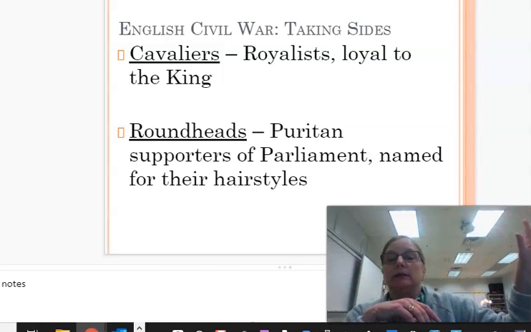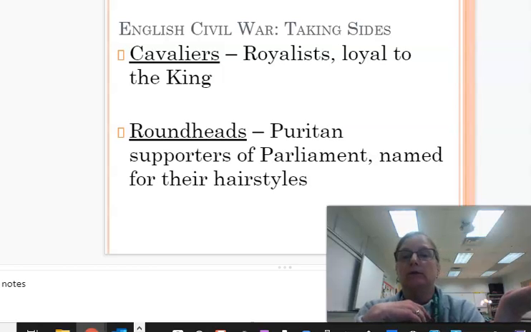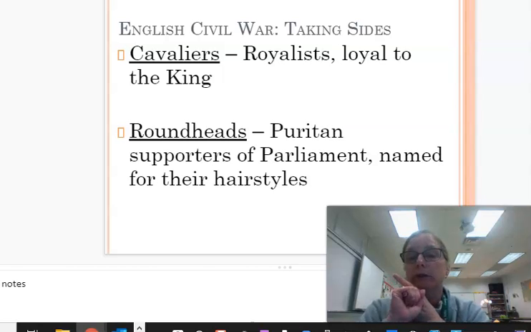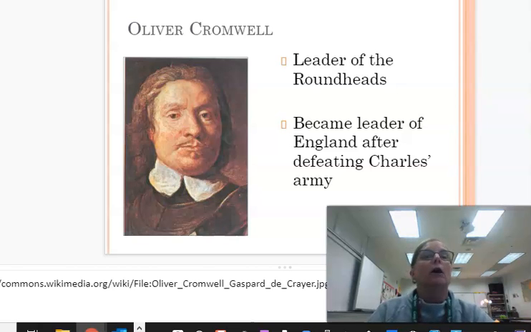You're going to have the Cavaliers. When you think of University of Virginia, they are the Cavaliers. The Cavaliers are royalists, and they were loyal to the kings. You're going to have another group, the Roundheads, who are going to be Puritans, and they're supported by Parliament. And their leader is going to be Oliver Cromwell. They have the money. Remember, Parliament controlled the purse strings. And he has a huge military. He's going to defeat the king.